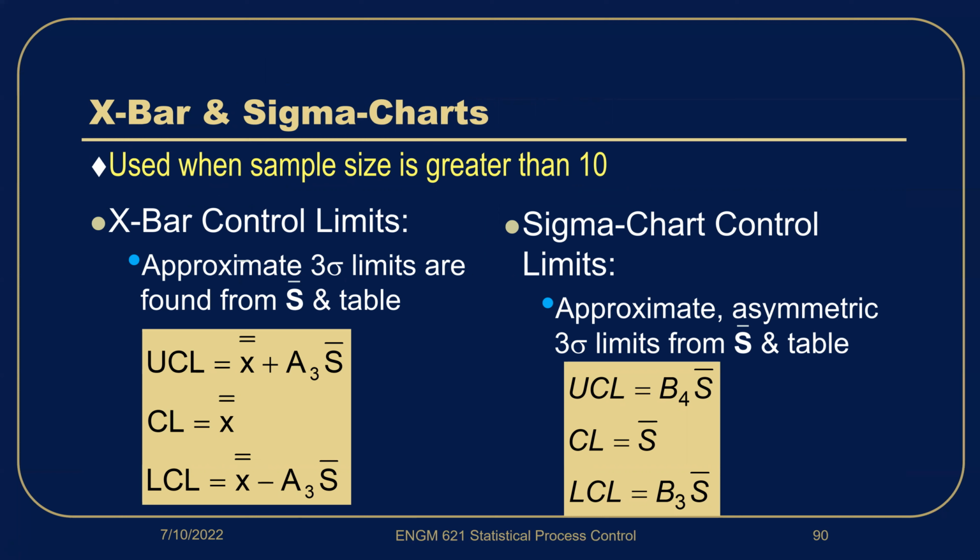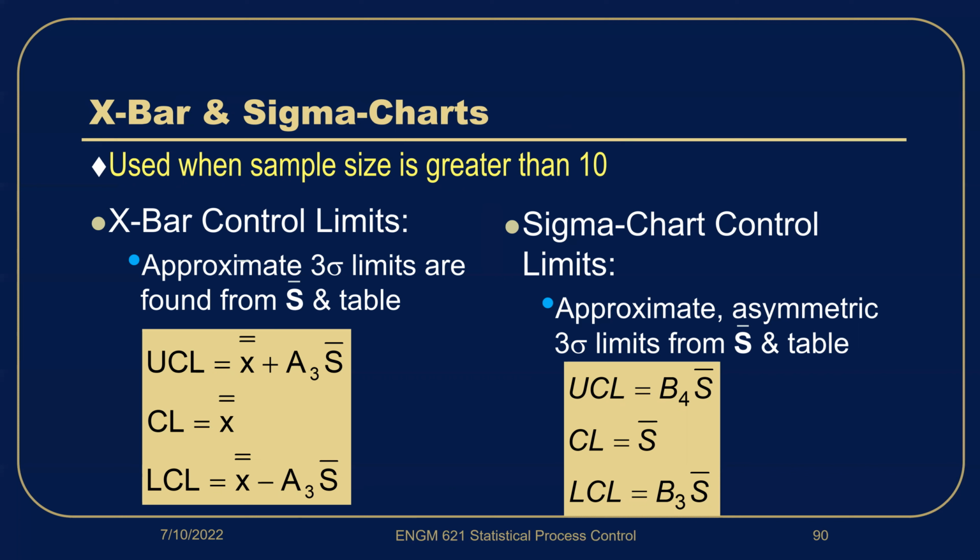Next is another pair of charts, X-bar chart and sigma chart. These charts are used when sample size is greater than 10. Remember, we talk about sample size. We desire relatively small sample size, but still maintain a normal distribution for each sample. However, for some processes, to maintain normal distribution, or because of the nature of the sampling cost, we may have sample size greater than 10. So this X-bar and sigma charts are for that situation.